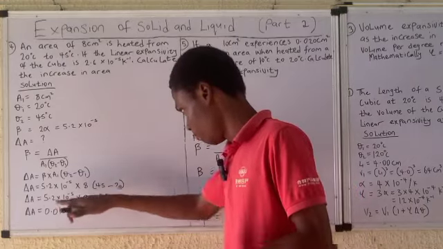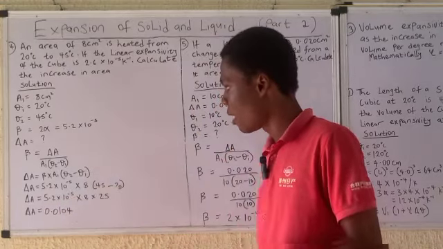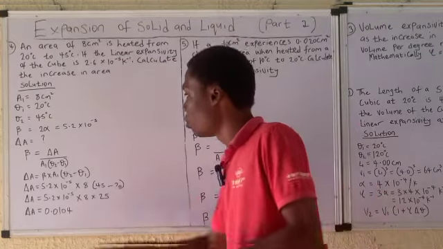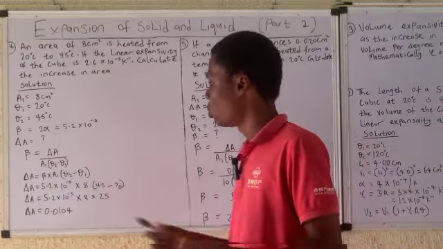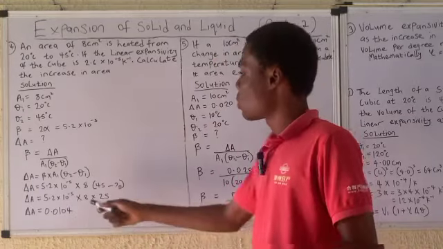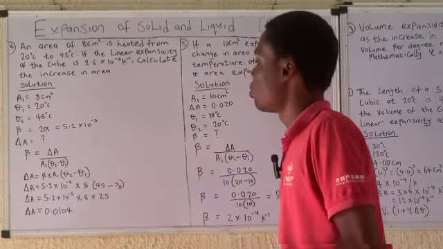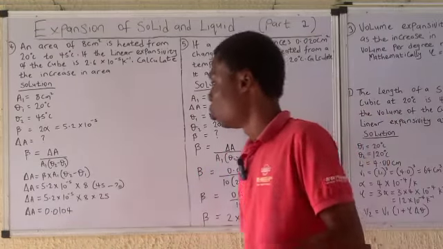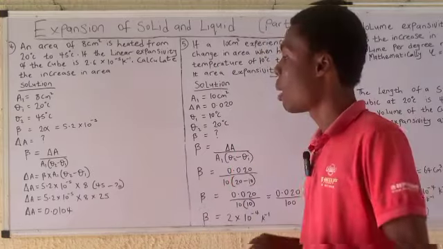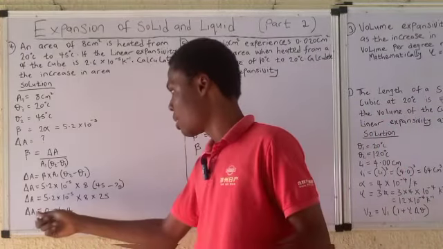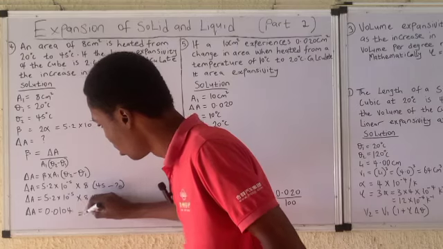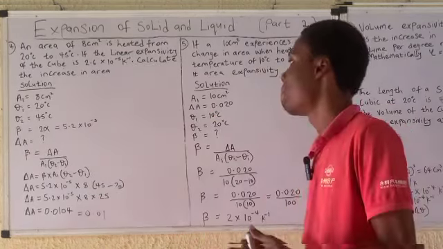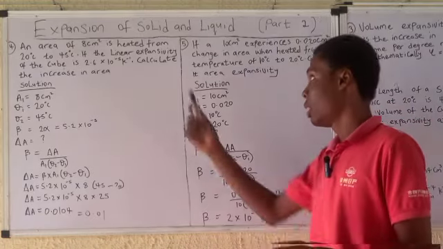Now let's solve. 5.2 times 10 raised to the power minus 5, which we have here, times 8. Then we solve for the bracket. 45 minus 20, we have 25. Now if we multiply all this together, which is 5.2 times 10 raised to the power minus 5 times 8 times 25, we have our change in area to be 0.0104. You can also be asked to change this to maybe 2 decimal points. Once you change to 2 decimal points, that means your answer will be 0.01 in 2 decimal points. So that is the answer for this question.